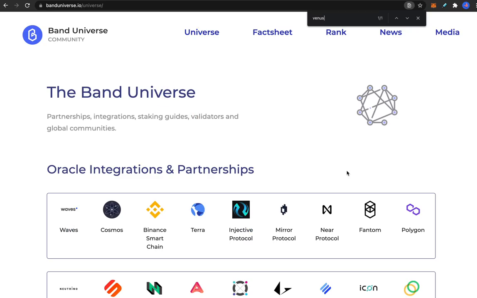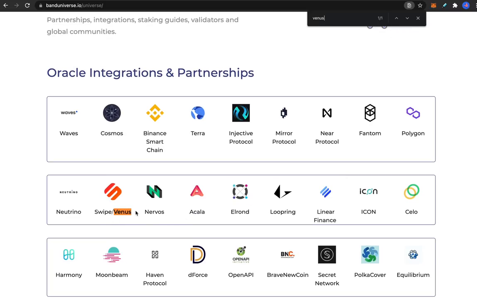I think it's listed here. Yeah, Swipe Venus is here. You have Icon blockchain here. You have a lot of different, Elrond is here. You have a lot of different blockchains actually using this DeFi building block to enable DeFi on their blockchains in the future. So this is a real cross-chain Oracle place where a lot of different blockchains want to use this particular Oracle for the Oracle services.